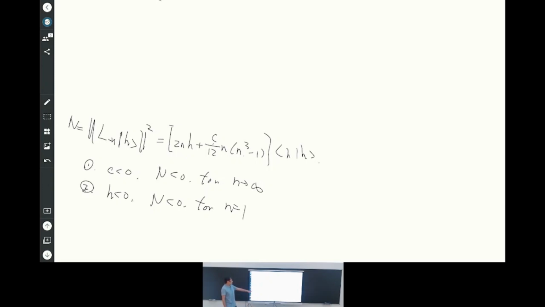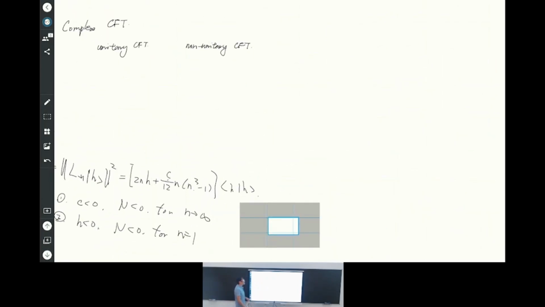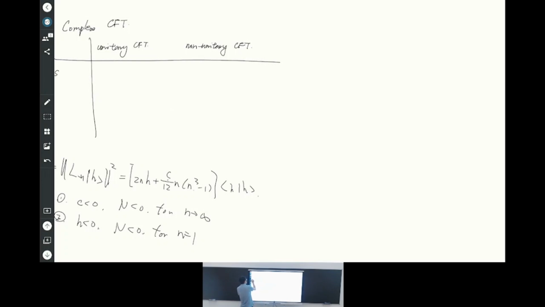So you can check the norms of all of the states in the tower structure. In general, you can think that the central charge and the conformal spin will give you the classification about the unitarity of the theory. So here, for example, we can make it for the scaling dimension and for the central charge.